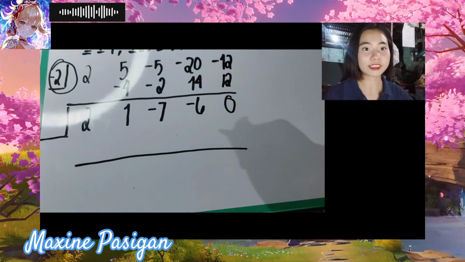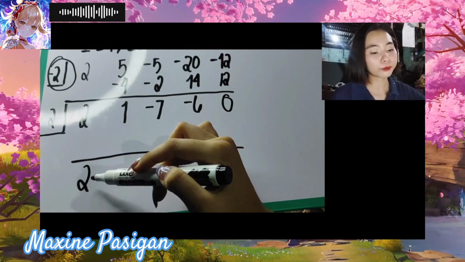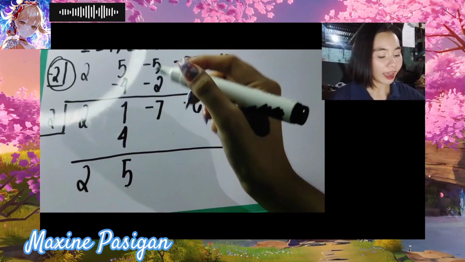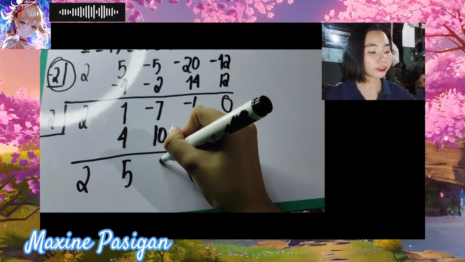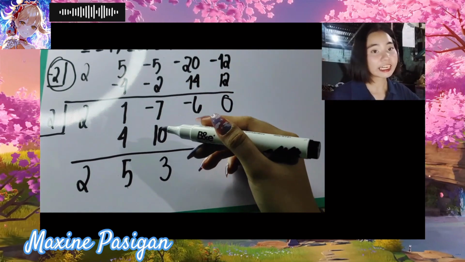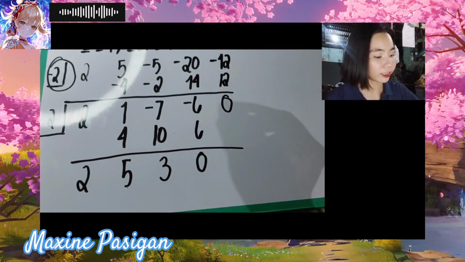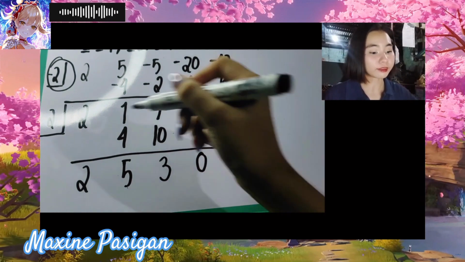Next, let's use positive 2. Bring down 2. 2 times 2 is equal to 4. 4 plus 1 is equal to 5. 5 times 2 is equal to 10. Negative 7 plus positive 10 is equal to 3. 3 times 2 is equal to 6. Negative 6 plus positive 6 is equal to 0. Again, since the last term is equal to 0, positive 2 is a root.